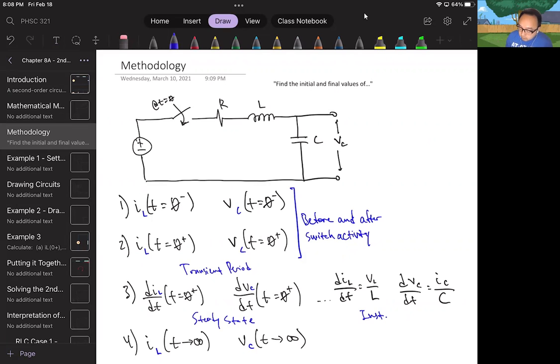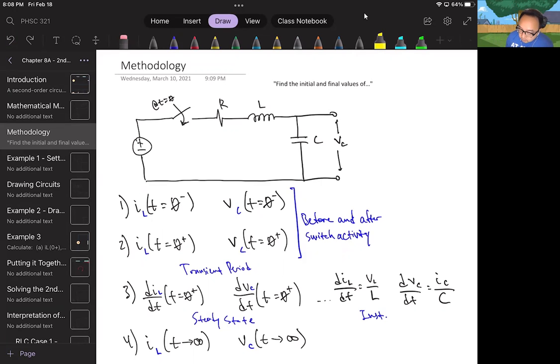So the very first step we want to look at is the behavior of the current going through the inductor and the voltage across the capacitor when time is less than 0. This is what I mean when I say time is equal to 0 minus. Essentially, this is the time before any sort of switch activity is happening, or time less than 0.